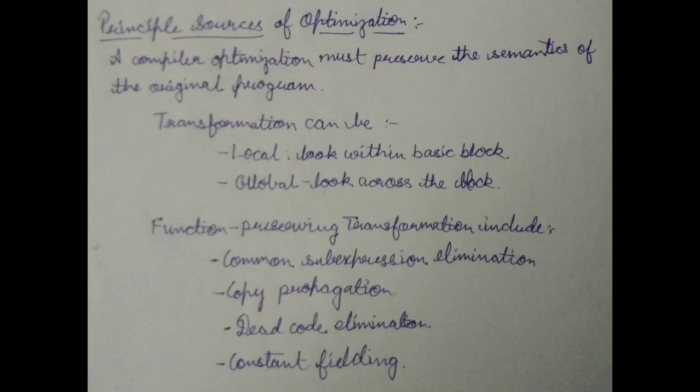Now the fourth part is constant folding. In this, we include constant variables which increase the modularity of the program. Thus the code can be optimized further. These are the principal sources of optimization of a program.